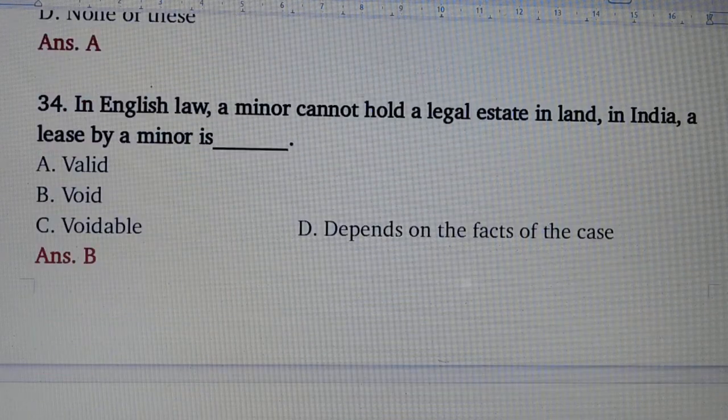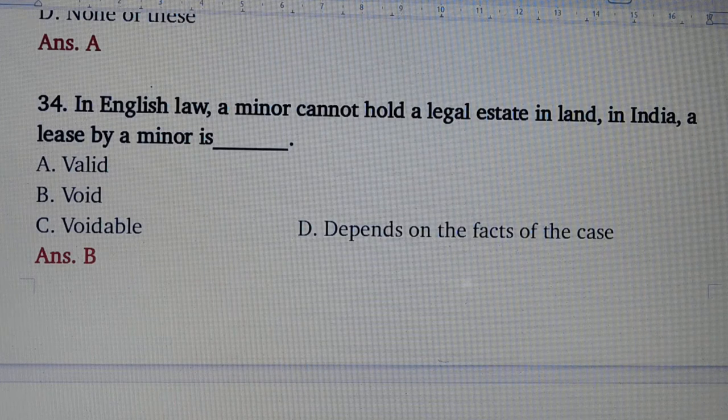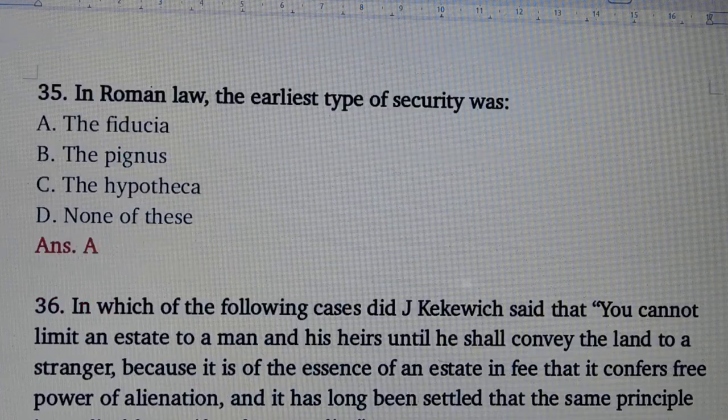Question number 34. In English law, a minor cannot hold a legal estate in land. In India, a lease by a minor is dash. Answer is option number B, void. Question number 35. In Roman law, the earliest type of the security was, answer is option number A, the fiducia.